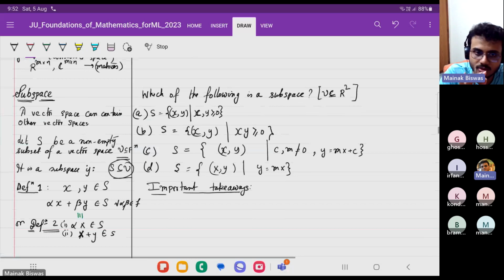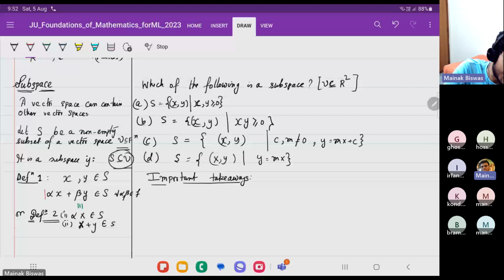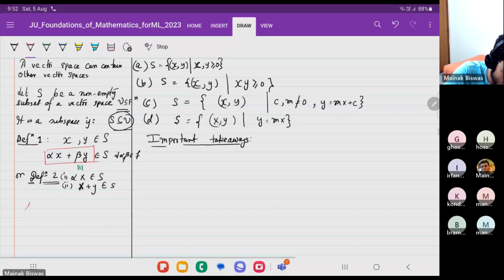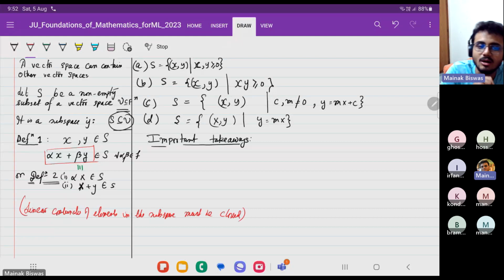They are assumed. Okay. So, alpha x plus beta y should belong to the subspace. If you have a subspace, any linear combination of elements in the subspace must be closed. This is why I defined all the properties above.